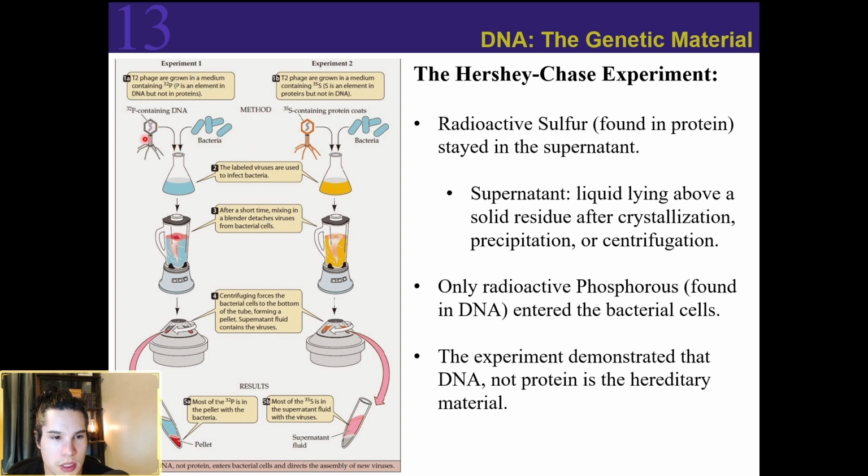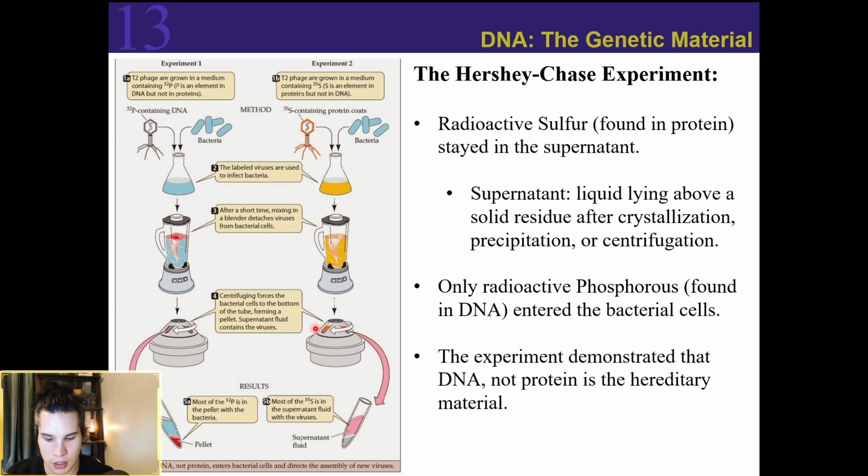And so then what they do is they introduce it to bacteria. That virus infects the bacteria. Then they blend that bacteria viral solution in a blender, which would detach the viruses. So the viruses will infect the bacteria with its genetic material. That genetic material is then integrated into the bacterial genome. They blend it, separating the viral component from the bacterial component. And then what they do is they centrifuge that solution.